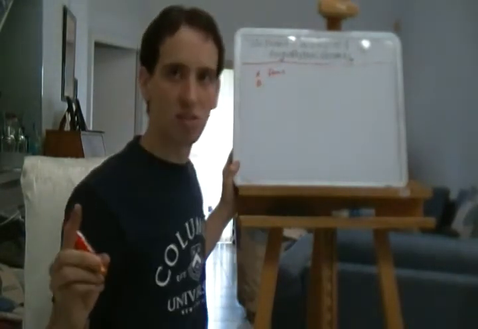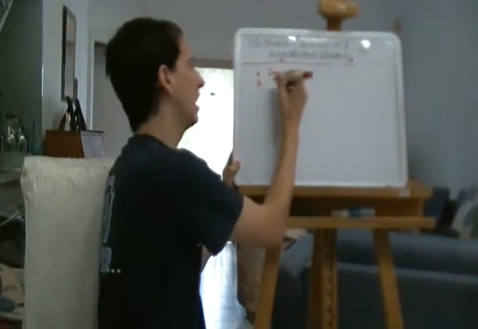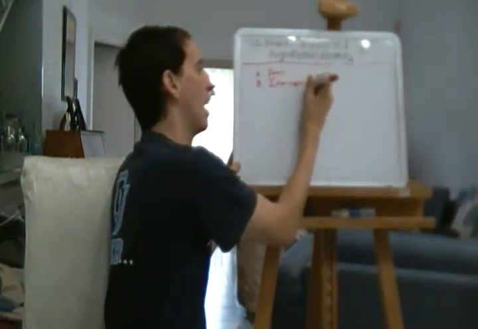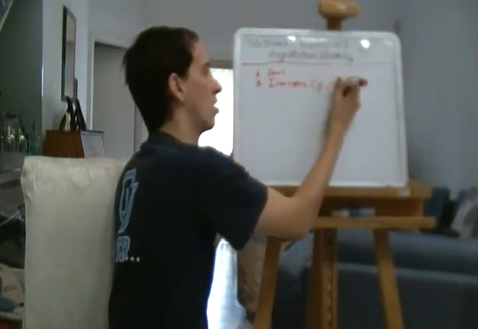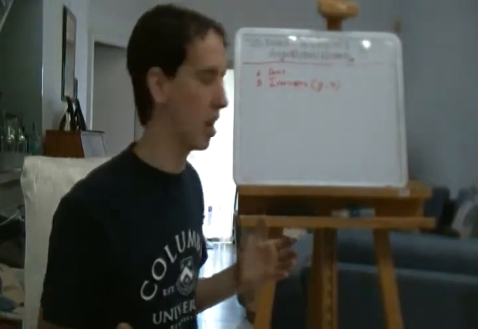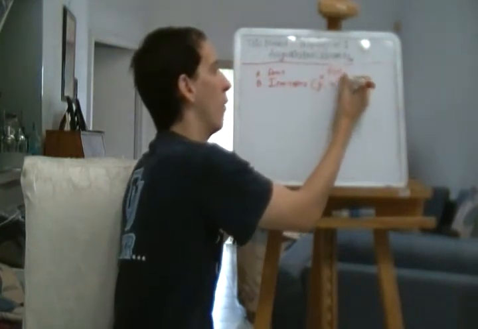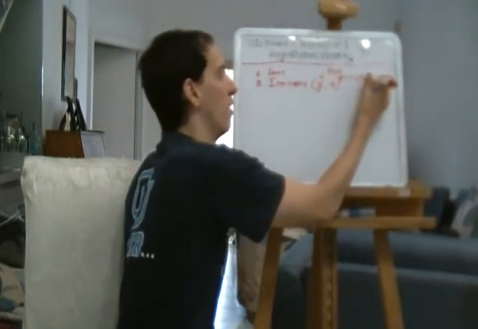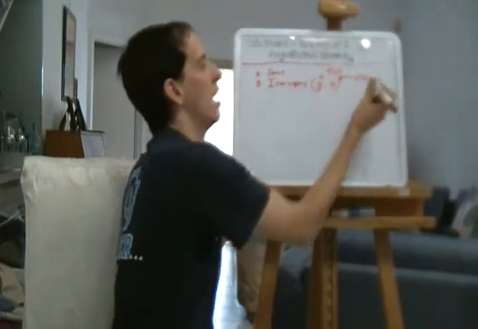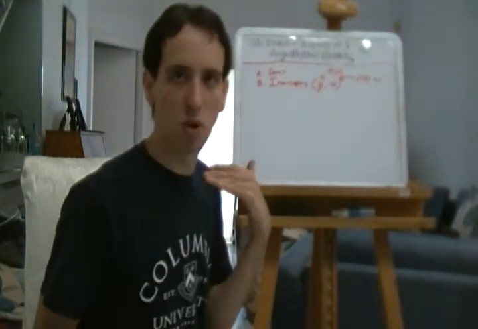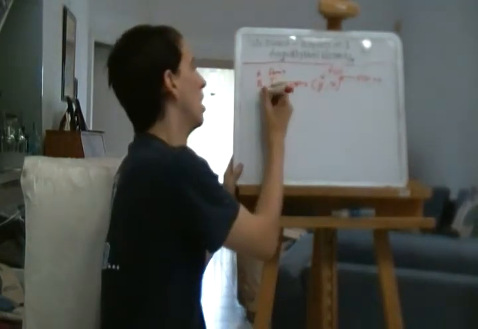Second thing we need to ask, what are the intercepts? We know how to find the y-intercept. That's f of 0. And we know the x-intercept is where f of x equals 0. You should be able to find the y-intercept. If you can't find the x-intercept, don't worry about it.